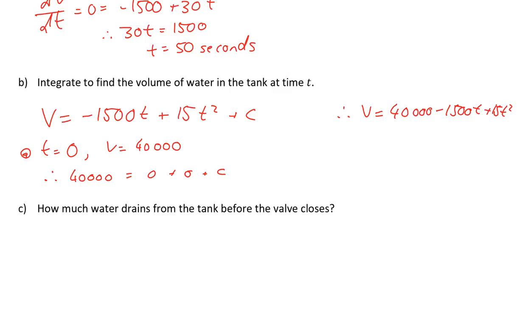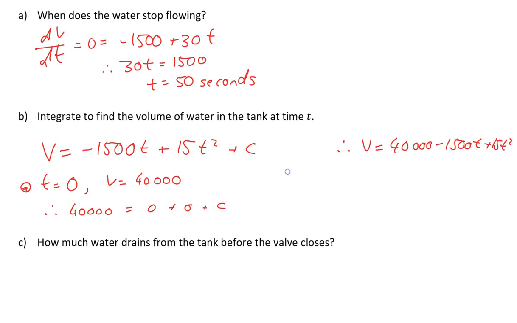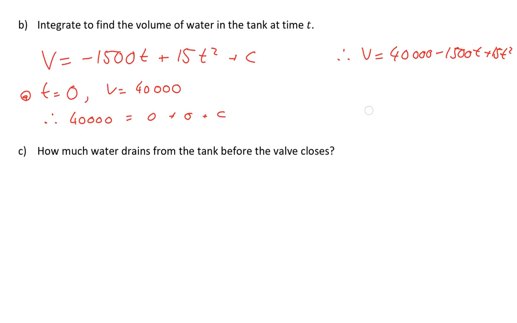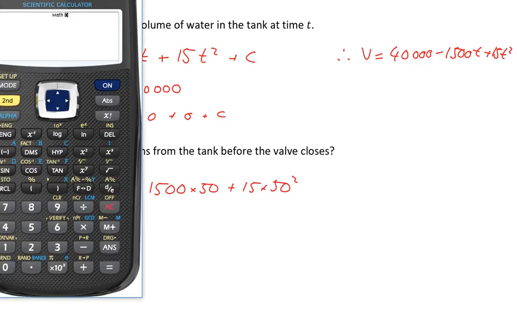How much water drains from the tank before the valve closes? Well, there's probably a few things we could look at here, but I'm going to look at the volume of the tank when t equals 50. Because I know the water stops flowing at 50, that's when the valve closes. So, my volume at 50 is equal to 40,000 minus 1,500 times 50 plus 15 times 50 squared. Thank you, calculator.